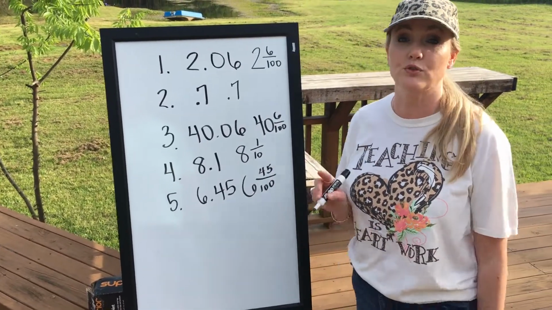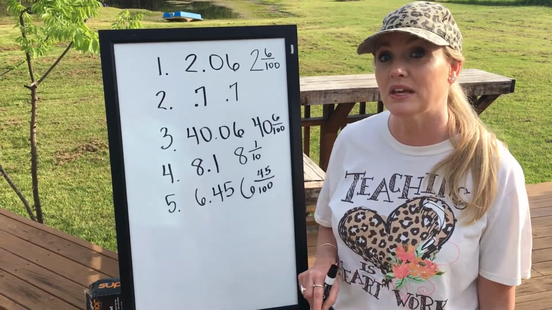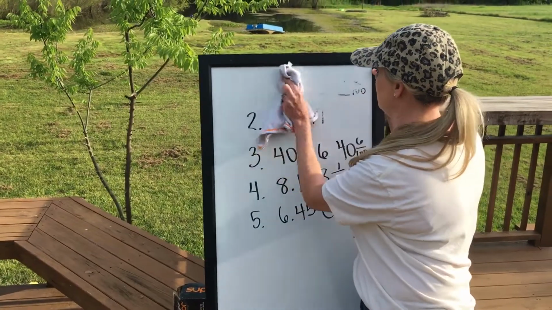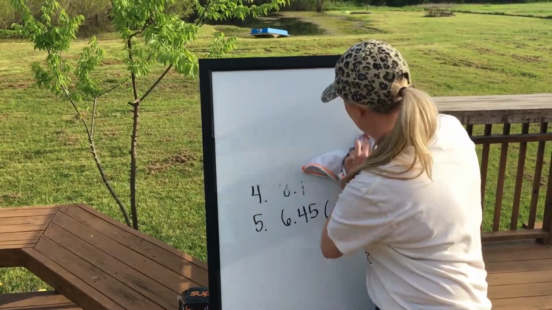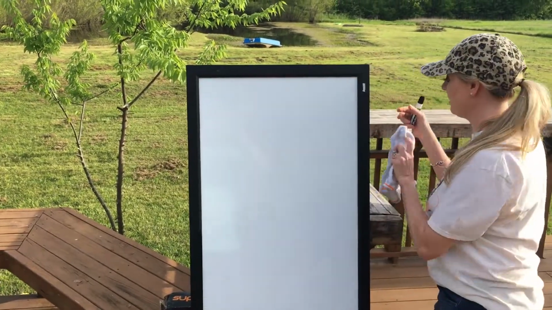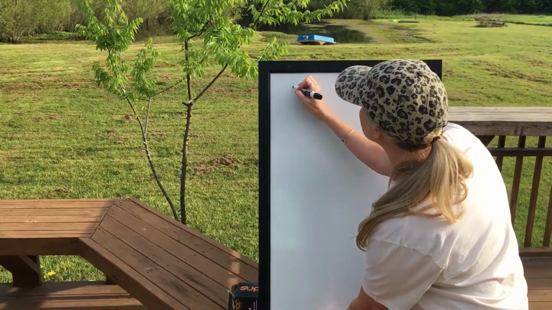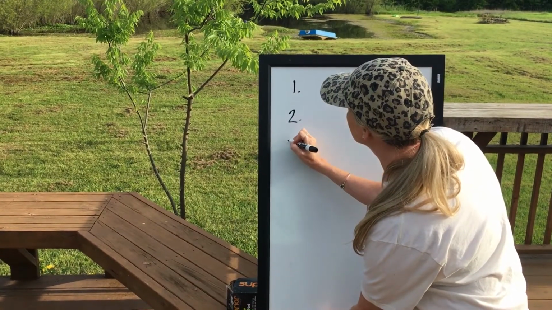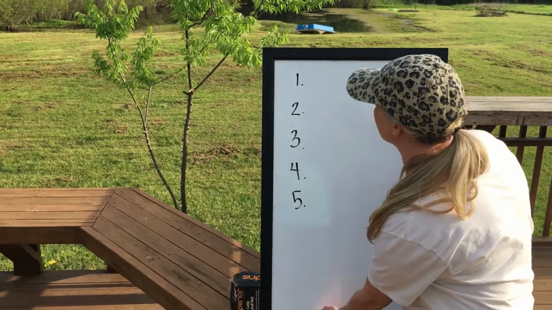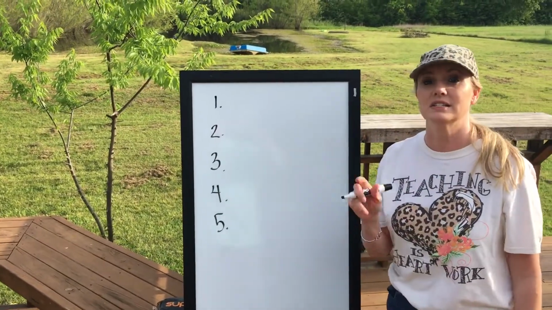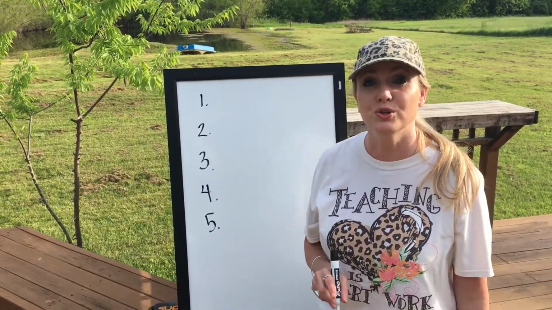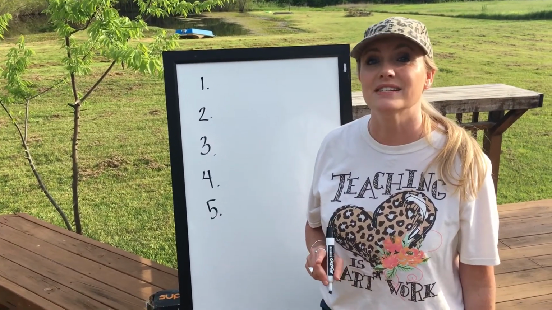This time I'm going to give you the fraction and I want you to write me the decimal. So, get a sheet of paper ready. And go ahead and number 1 to 5. All right, so remember what I said. Fraction to decimal. First one I want you to write, 2 6/10.